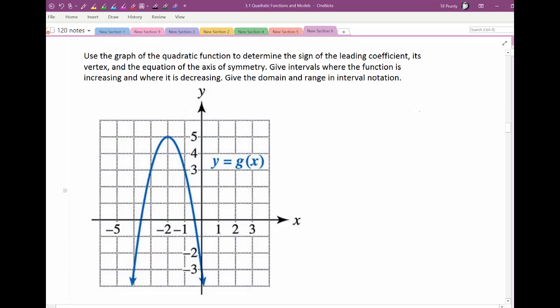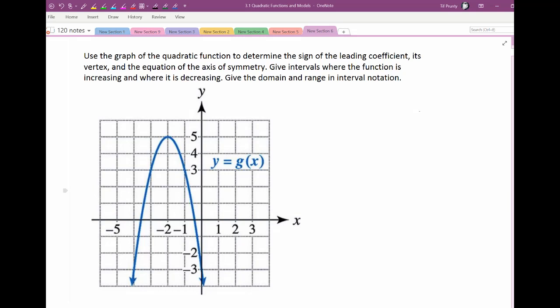Okay, this is understanding the graph of a quadratic. So if I have the graph of my quadratic function, I should be able to determine a lot of things. First of all, I should be able to determine what the leading coefficient sign is, whether it's positive or negative. I should be able to determine its vertex, the axis of symmetry, and I can tell where the function's increasing and decreasing, and the domain and range. All right, so we're going to do that for this first application.